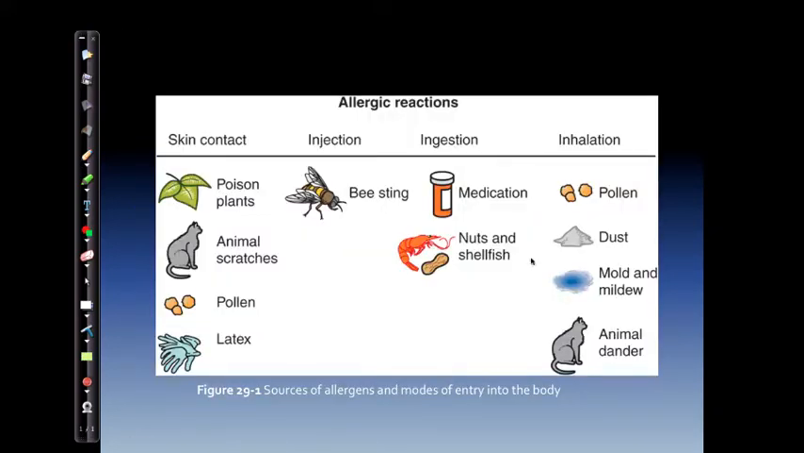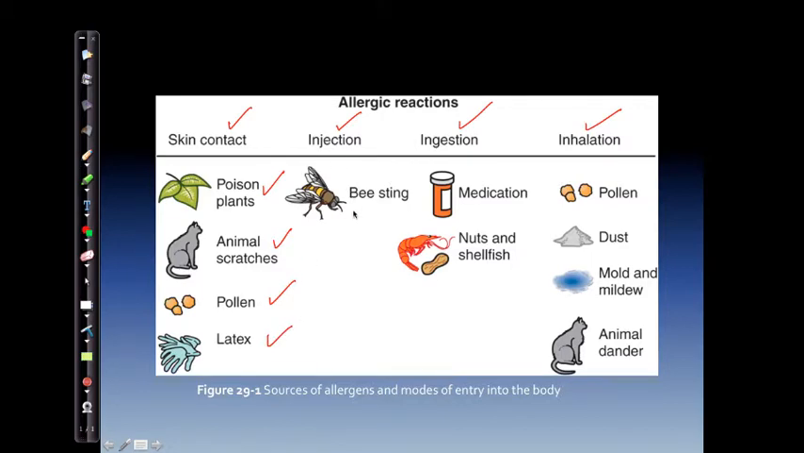First one here we're going to look at. This is allergic reactions. So we can get them from multiple locations, things like skin contact, injection, ingestion, or inhalation. Now, skin contact, very simply, if we get a hold of poison ivy, poison oak, poisonous plants, animal scratches can give us contact dermatitis or inflammation of our skin, pollen, latex.